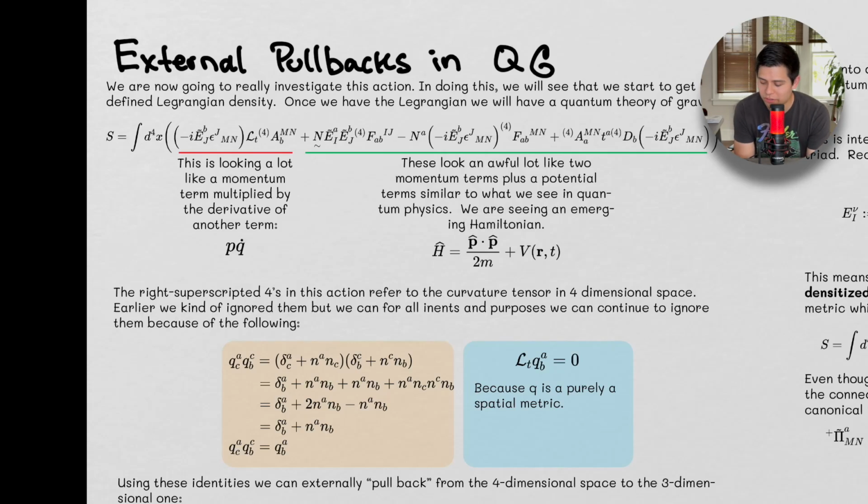So today we are going to be talking about the external pullback in quantum gravity. Specifically, we're going to be alluding to a canonical momentum. We're going to start off by picking up where we left off. I realize it's been a while. Things have been a little bit busy on my end, but we're going to pick a few things back up.